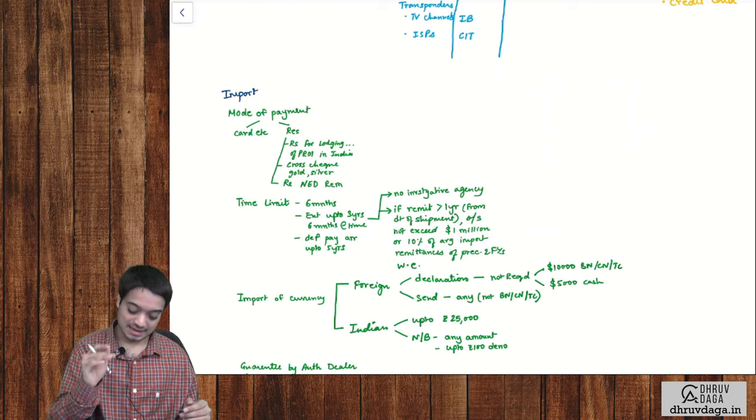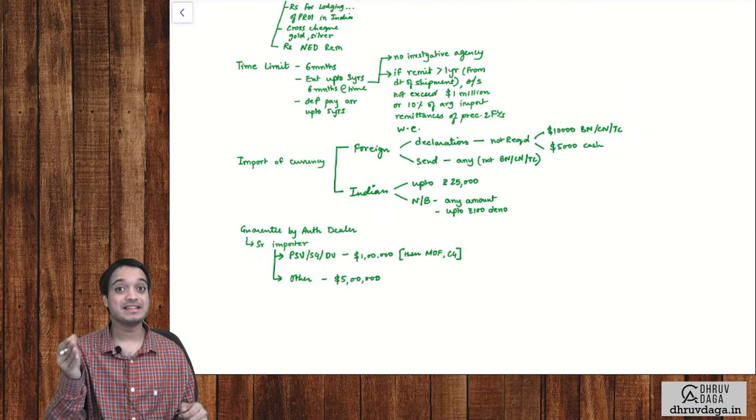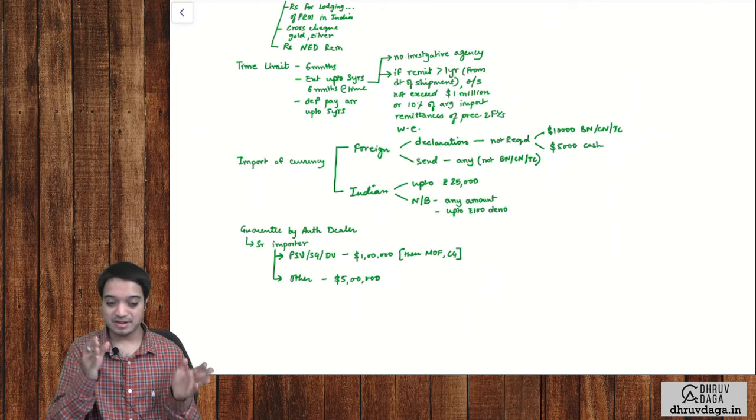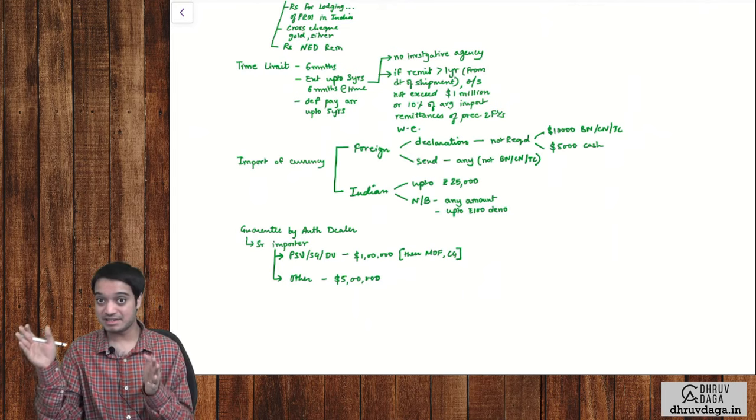Then the time limit within which the import payments need to be made is, as a general rule, 6 months. You can ask for an extension. The maximum extension which can be given at a single time is 6 months. The total which can be given is 3 years.